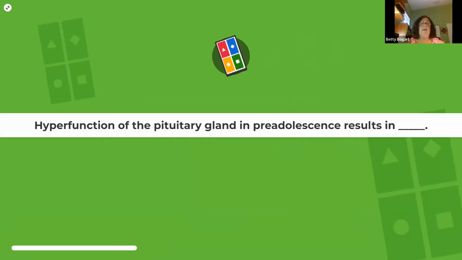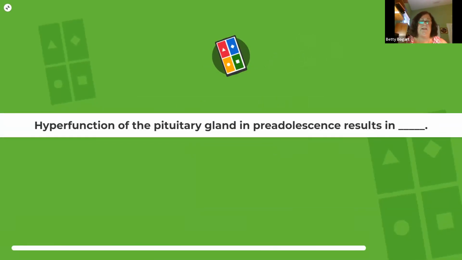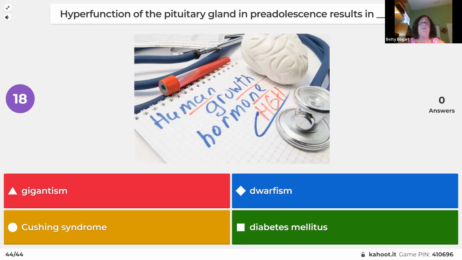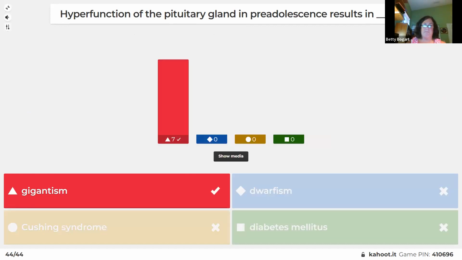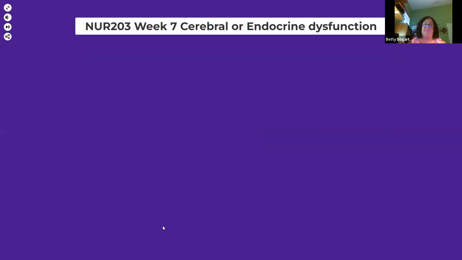Last question. Hyperfunction of the pituitary gland in pre-adolescence results in what? Hyperfunction of the pituitary gland. Instead of hypodwarfism, this is gigantism. Yes, very good. All right, we made it.